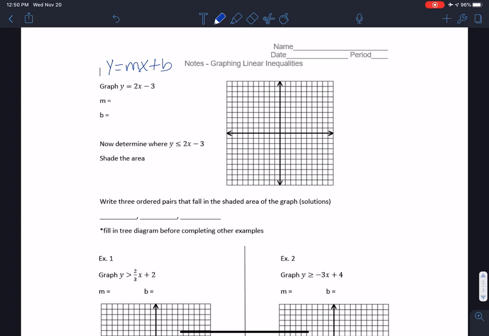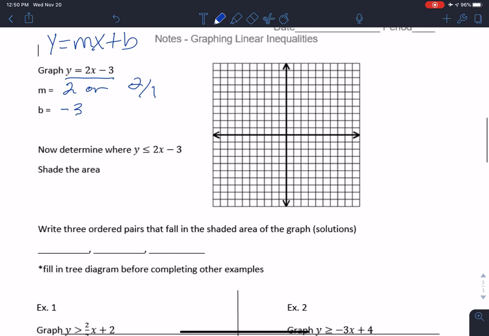When we have our linear equation in y equals, I can identify my m and my b. So in this example right here, my m is 2, or 2 over 1, because I want to know my rise and my run for graphing. And then my b is my y-intercept, which is at -3. So now we can graph our line.